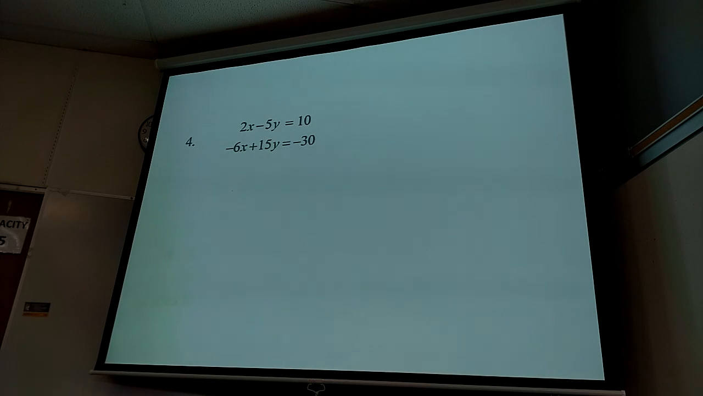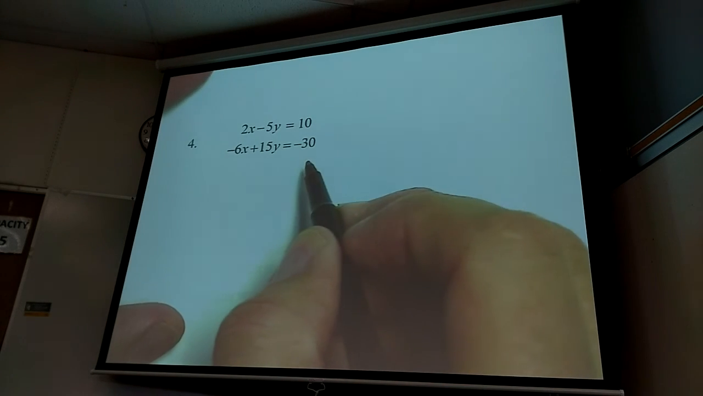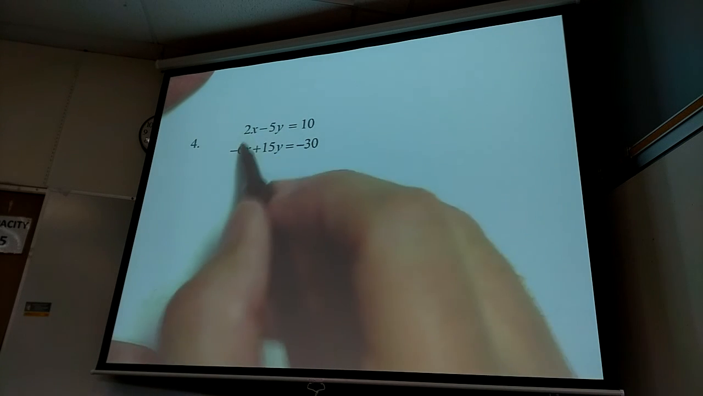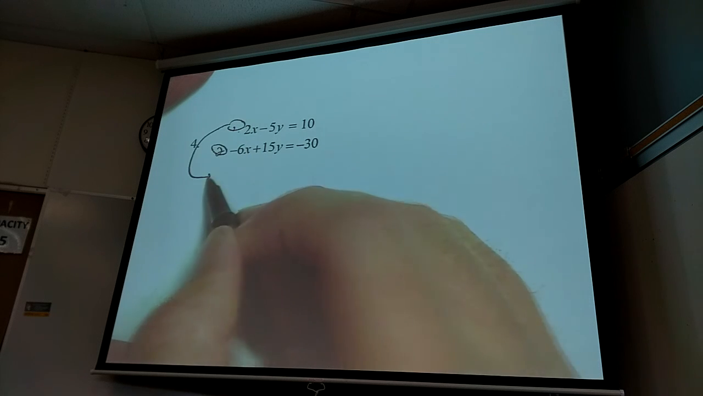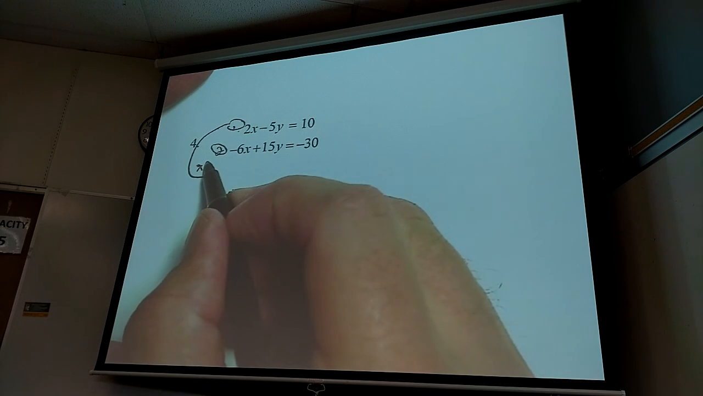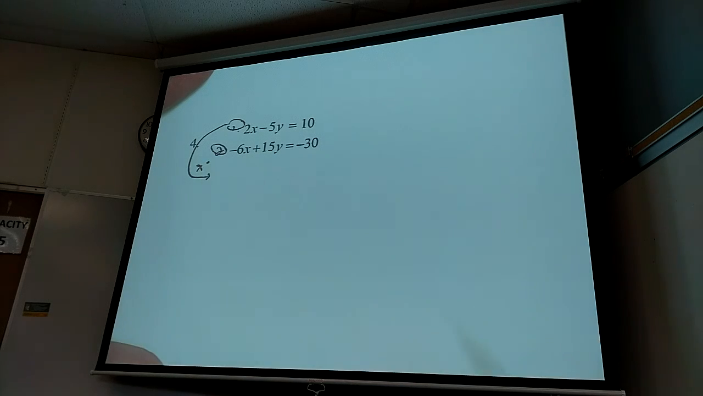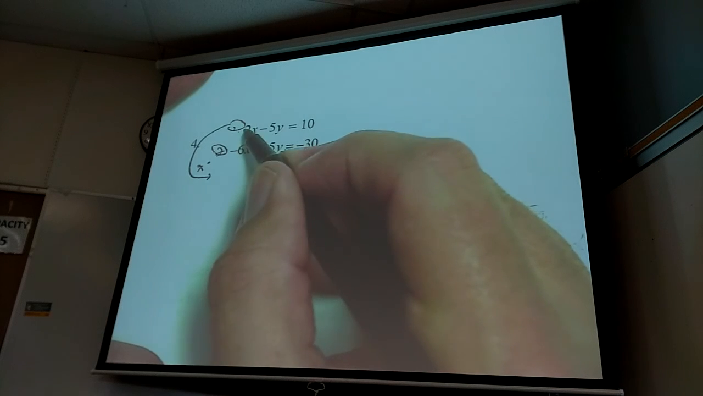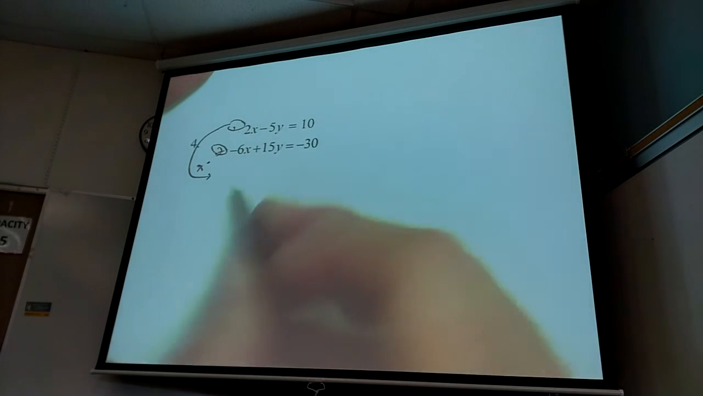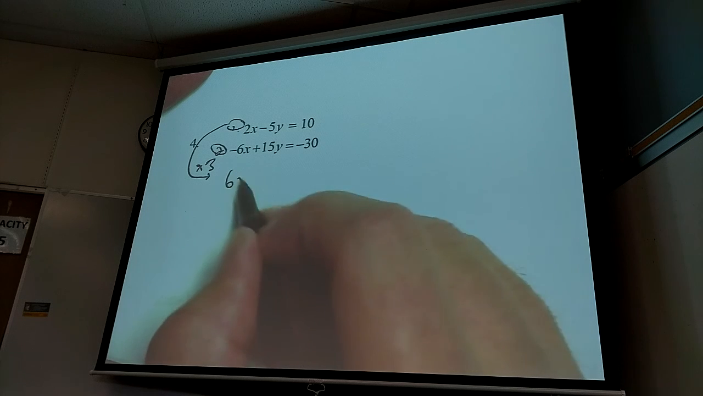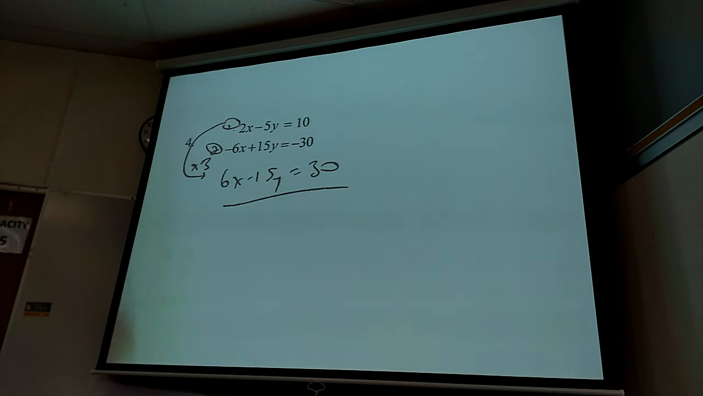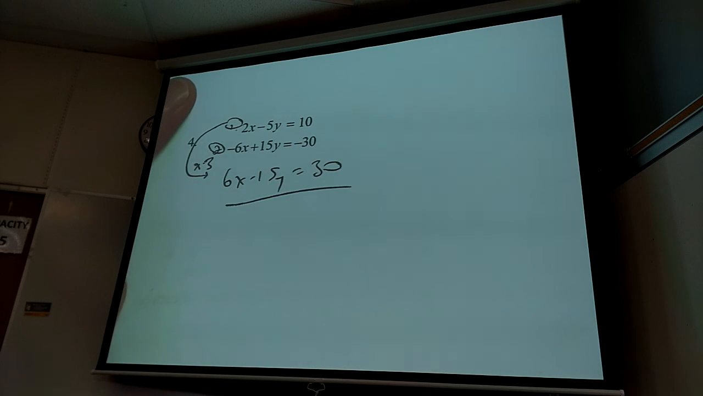Something weird is going to happen on this one a little bit. Well, what letter would you like to kill? The x? Okay, so what are you going to multiply the first one by? 3. Why not -3? Because they're already different signs. So just multiply by 3. I'll get 6x minus 15y equals 30. This is page 53, by the way. I love this. It's going to happen.